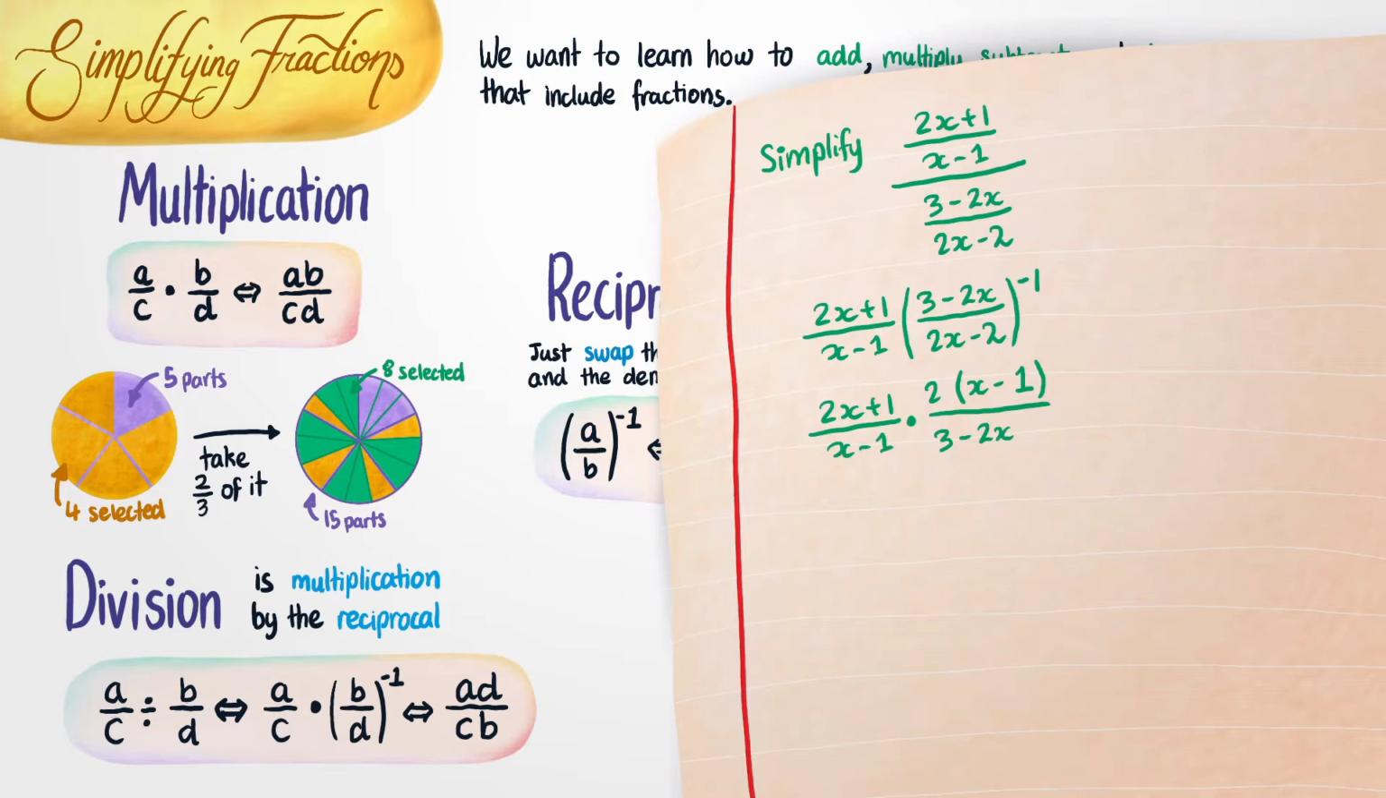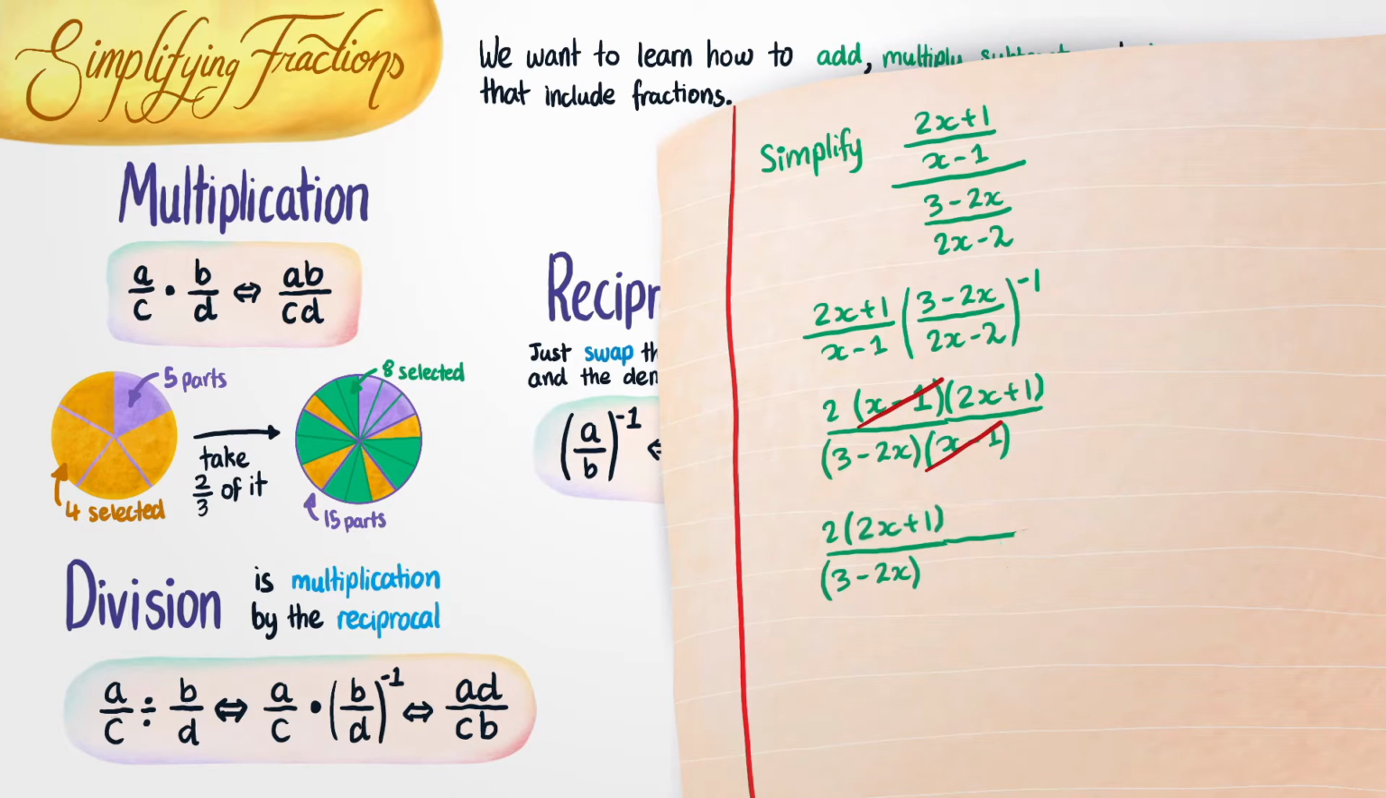We also know that multiplying two fractions is the same thing as multiplying the tops and then multiplying the bottoms. So if I multiply these tops and these bottoms, then I get the following. Now I just want you to realize that this x minus 1 on the top is exactly the same as the x minus 1 on the bottom. So that means we can just go ahead and cross them out. And then we can just expand the numerator to get 4x plus 2.